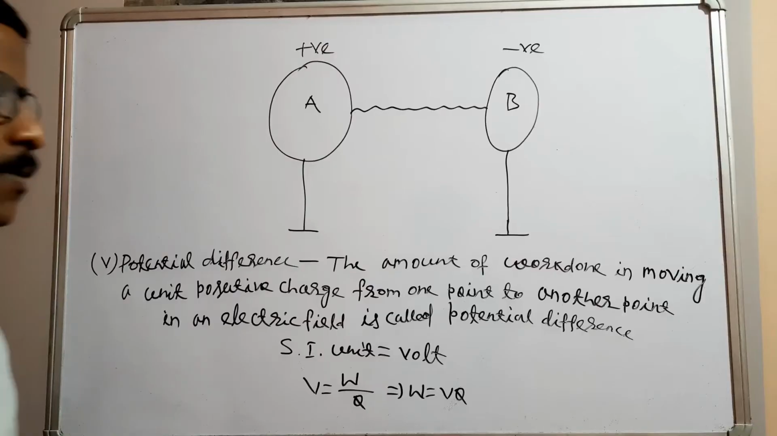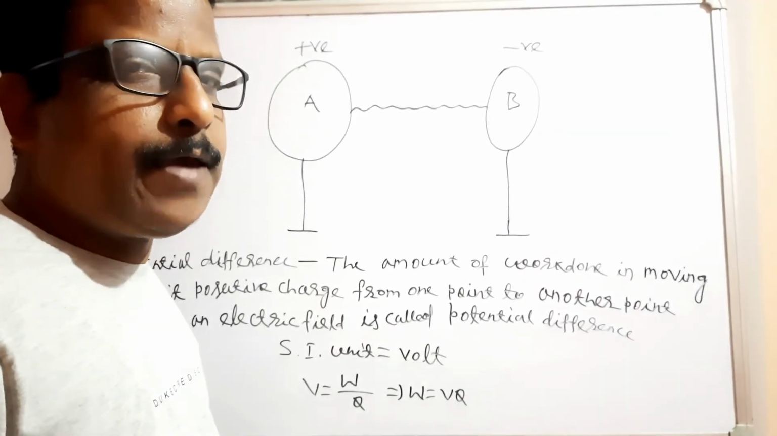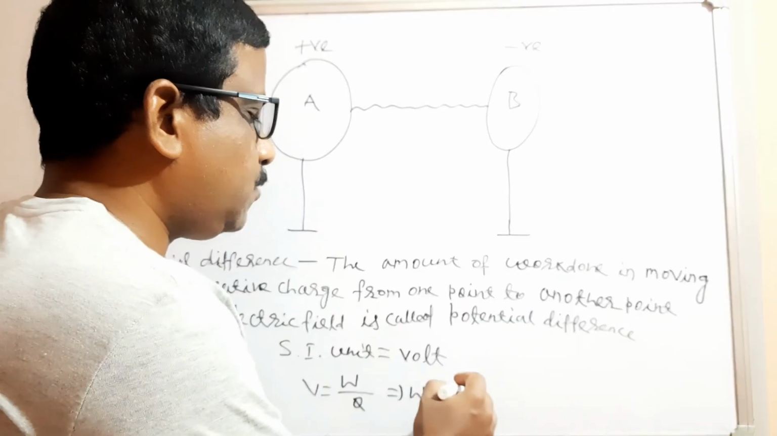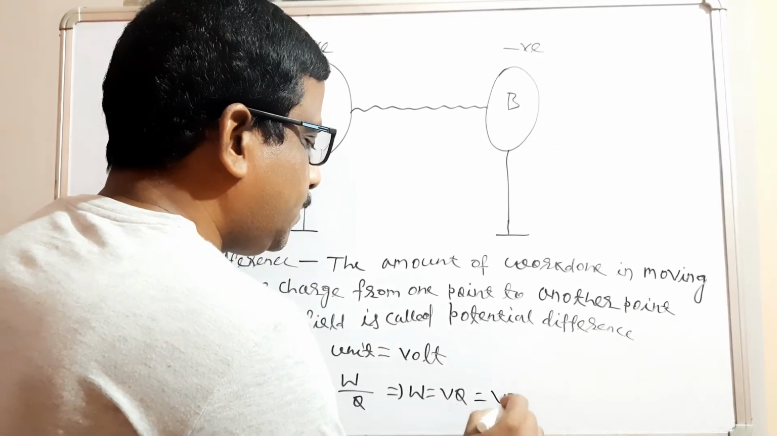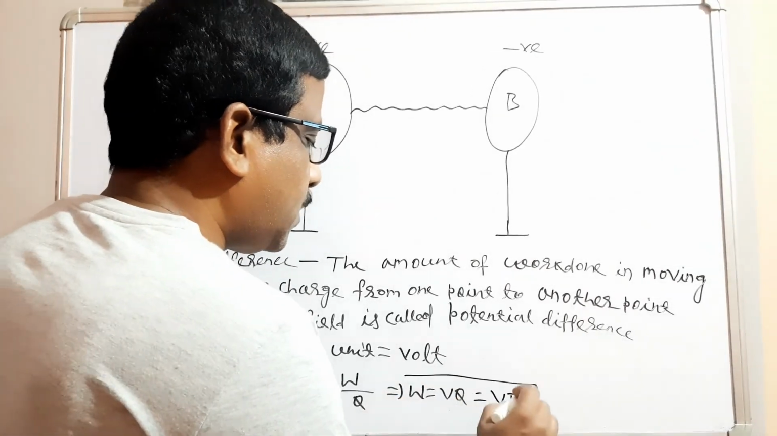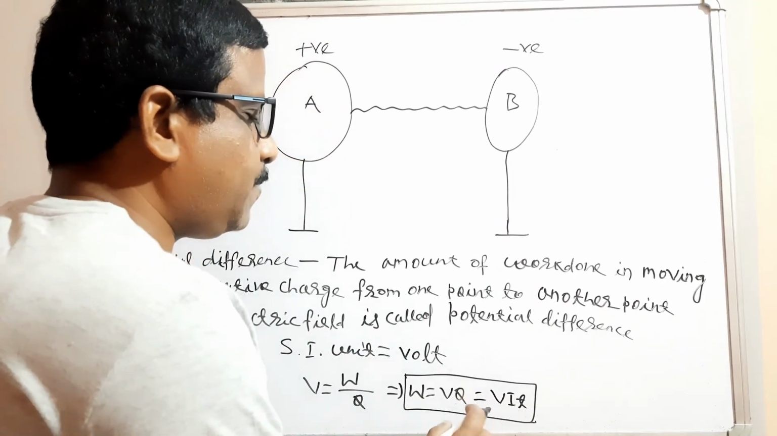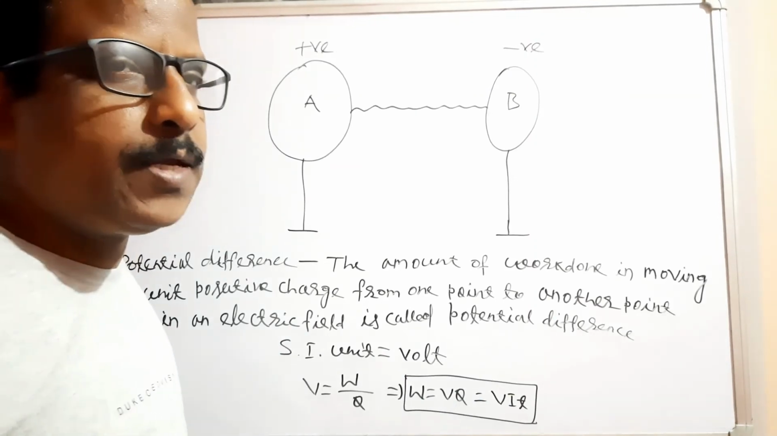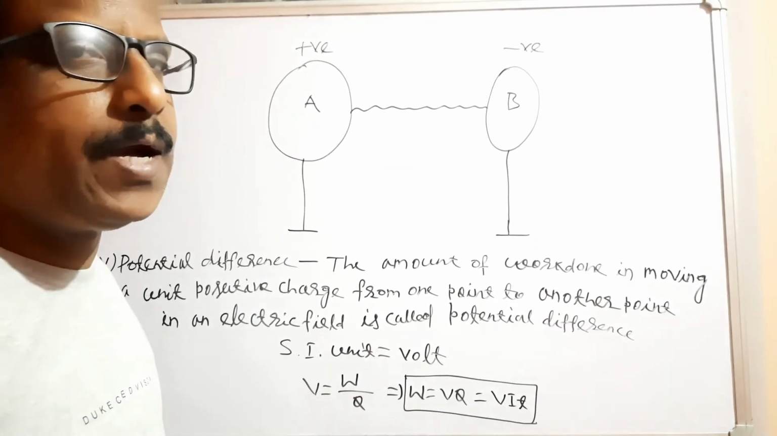Understood? Already I have explained current is equal to charge by time, so charge equals current into time. So Q is equal to IT. In place of Q we can write IT. So W is equal to VIT. This is another important relation. Work done is equal to potential difference into current into time. Work done is nothing but the energy supplied by the source. So energy supplied is equal to VIT.